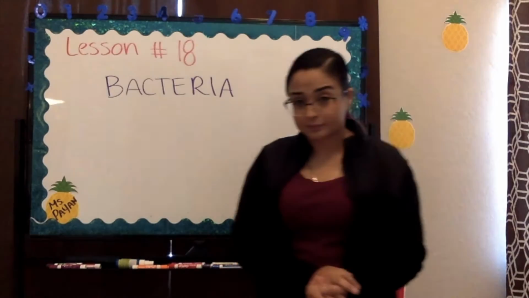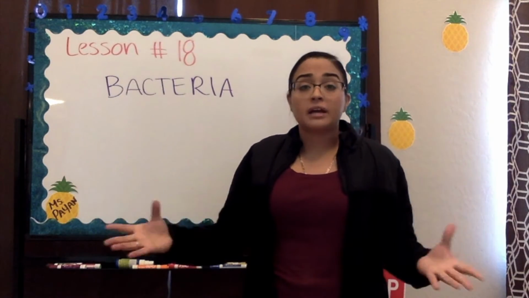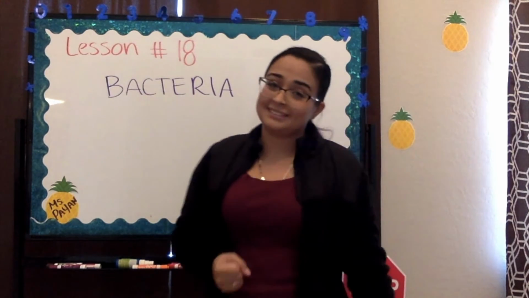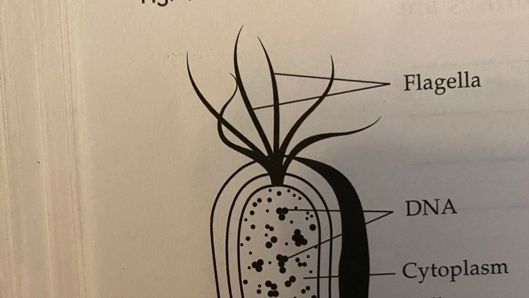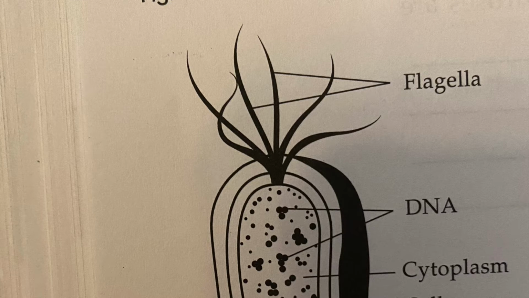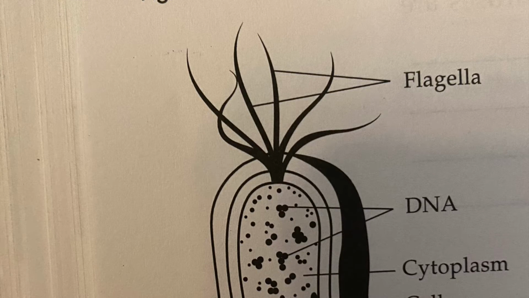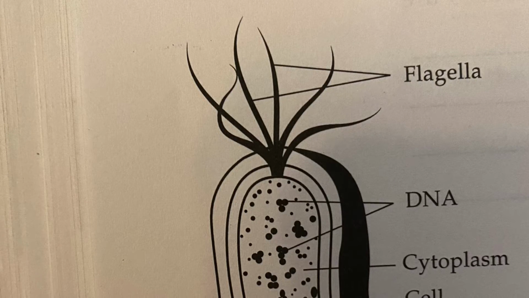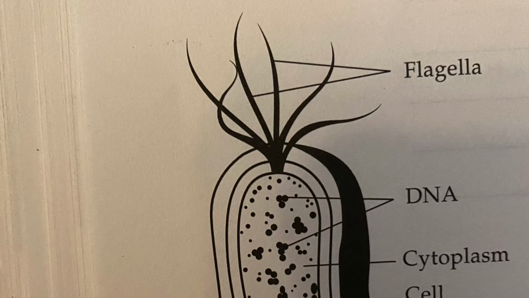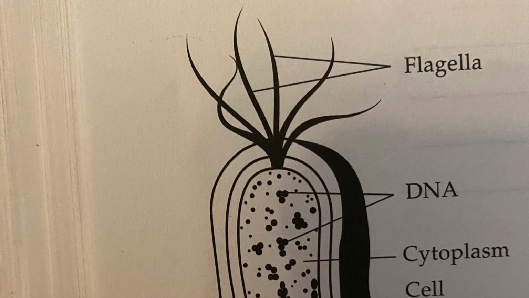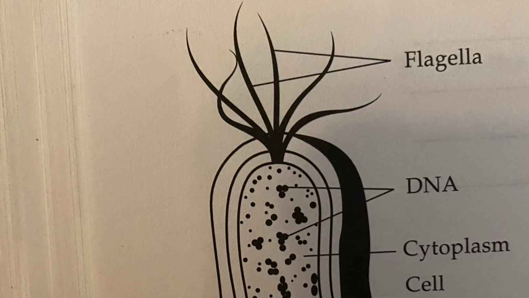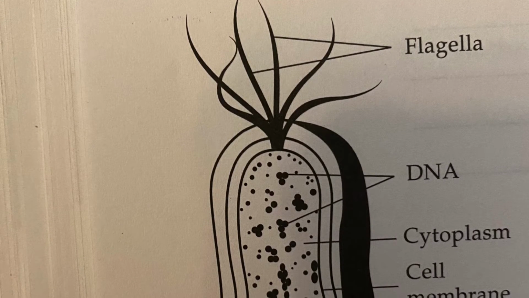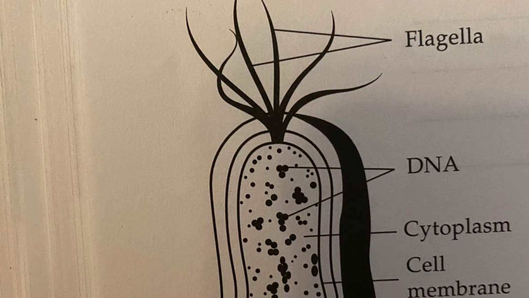Now, there are many things that make up a bacteria. Let's get into it. So here we have figure 18-1, and as you can see, we have a bacteria. There are different parts to a bacteria. The first part we see up here, those whip-like things or hairs, they kind of look like tentacles to me. They are called the flagella.